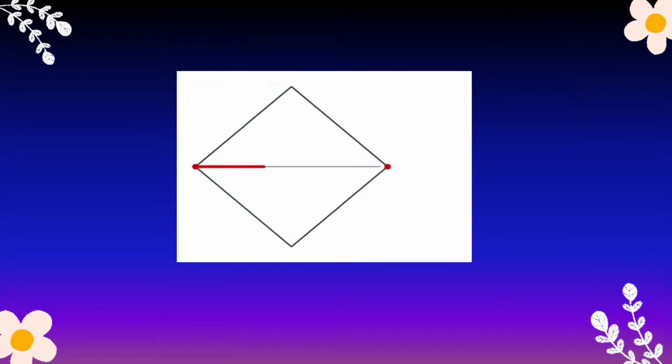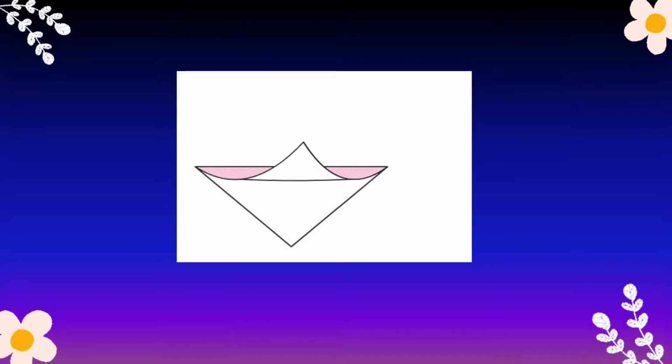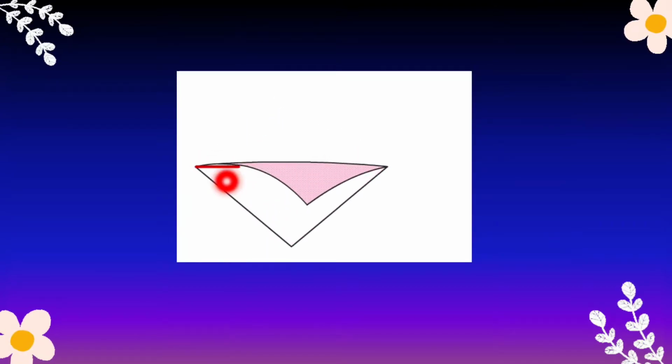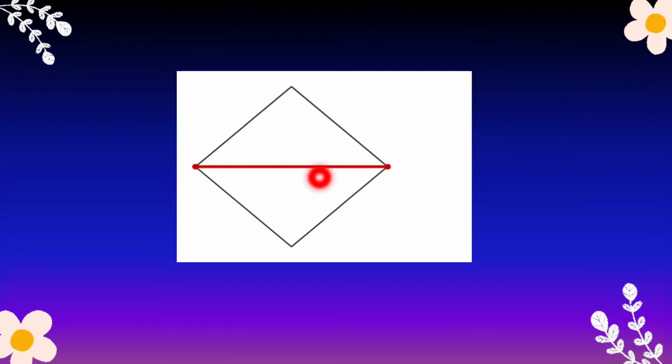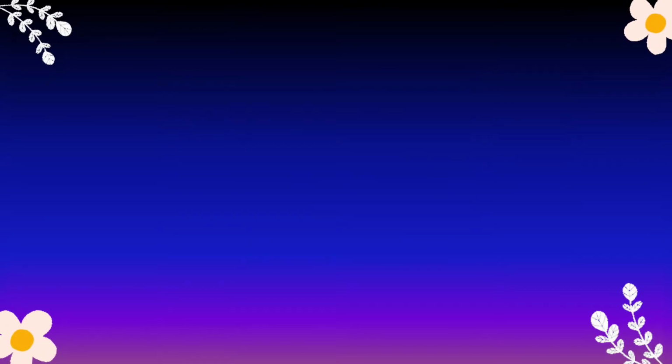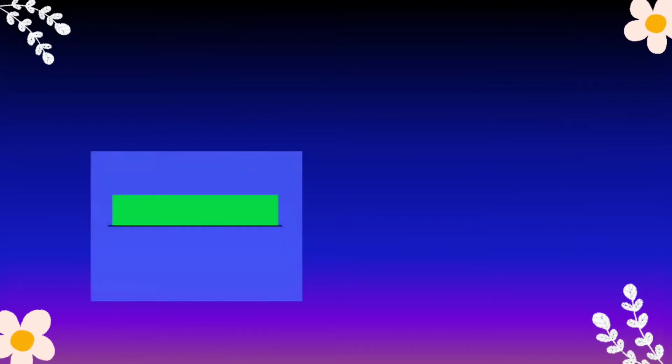Now look at this. You can see here this is the line of symmetry. This fold is the line of symmetry. And you can see that when we fold this paper, both the halves match exactly. Isn't it? Now look at this another example.